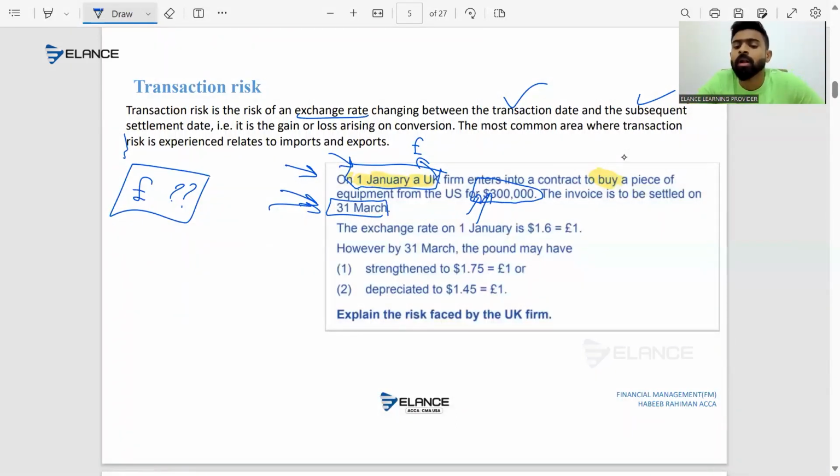Yeah, good. So there are two other risks. The second one is economic risk. The third one is translation risk.